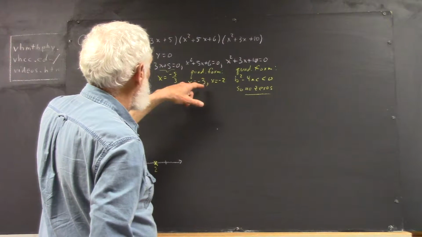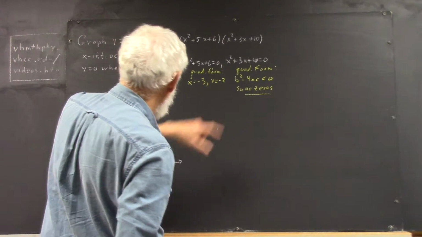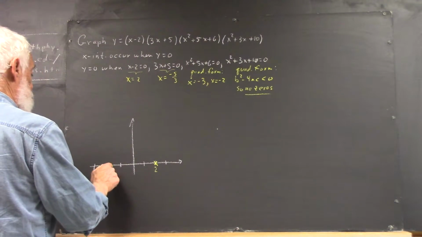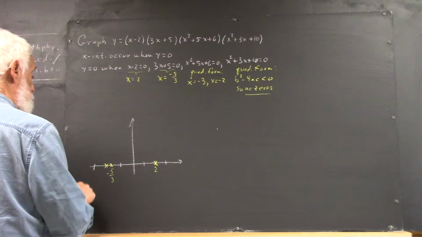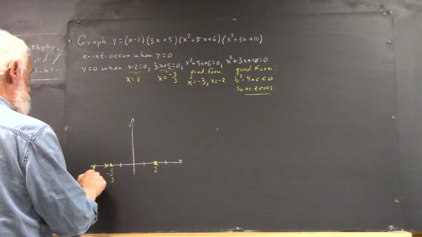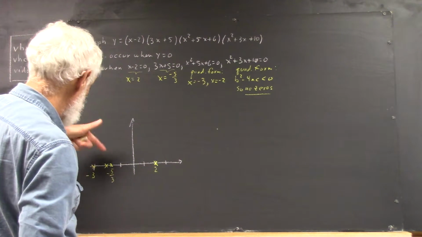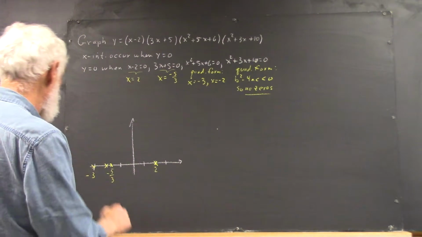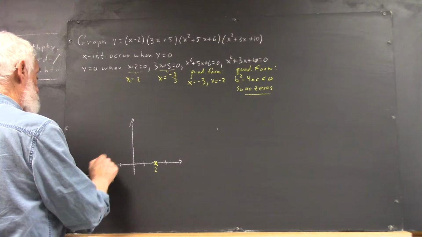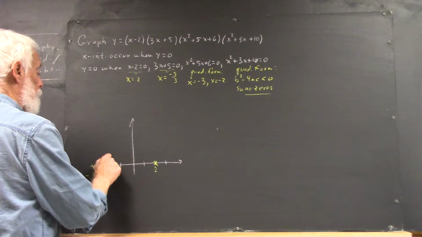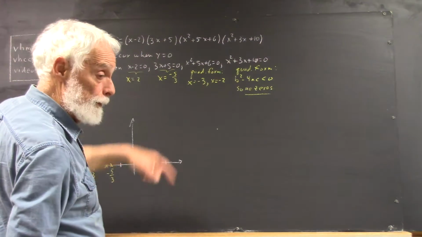and then we have zeros when x is negative 3 and negative 2. So here we have another point where it's 0 and another one. Here's negative 3. I'm not going to bother labeling negative 2 because it's so close to the negative 5/3. Well, let me take a chance and label it here. Okay, so y is 0 at every one of those points.